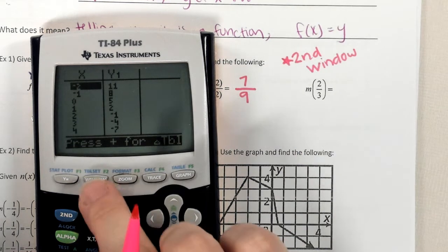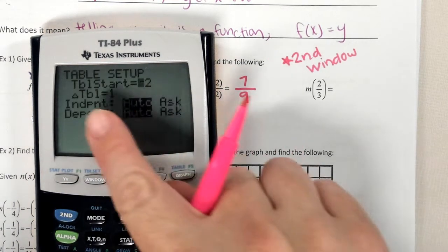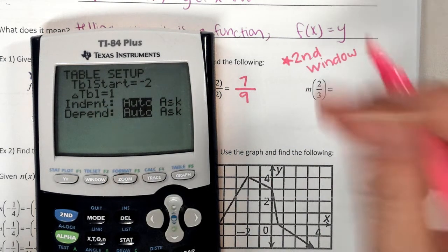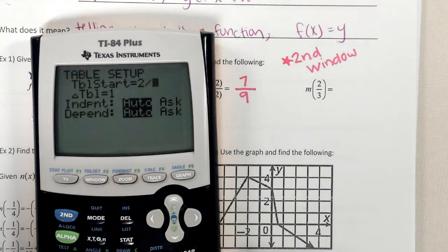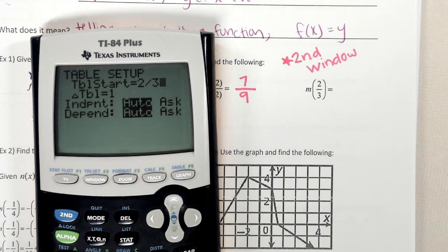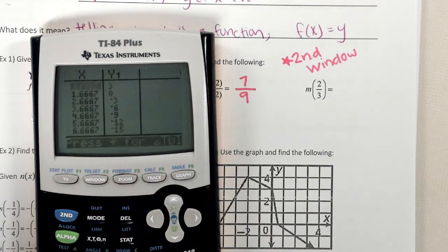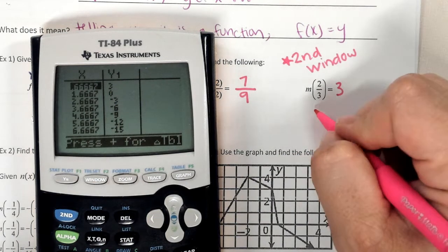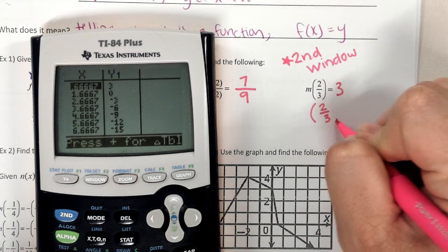So second window, and see how it says table start? You can type whatever you want. Well, can I type 2 over 3 as a division, like that? Yeah, and I could hit second graph, and what does it equal? 3. So this does give me the point 2/3, comma 3.